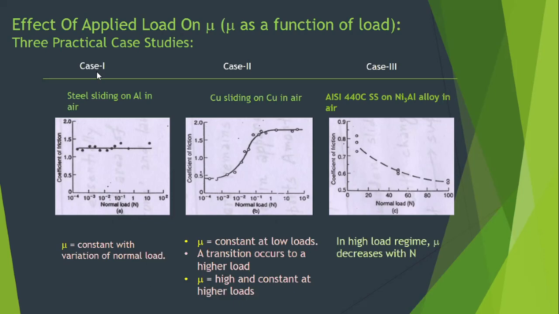However, in the case of materials with surface films which are applied or provided by reaction with the environment, the coefficient of friction may not remain constant as a function of load. For example, in the second figure, for copper sliding on copper in air, the coefficient of friction is low at low loads, and a transition occurs to a higher value as the normal load is increased. In the third figure, the coefficient of friction decreases with increasing normal force for a nickel aluminum alloy in air.